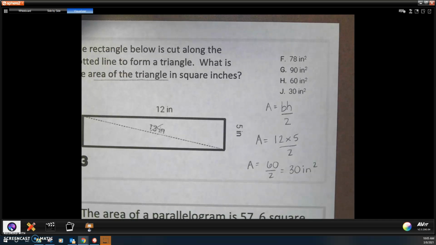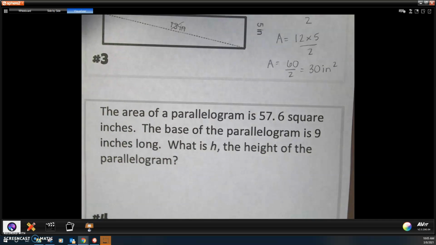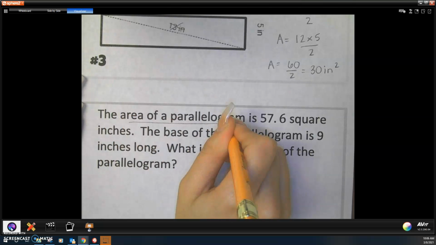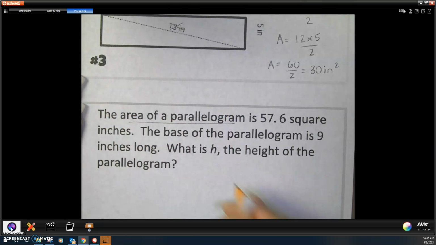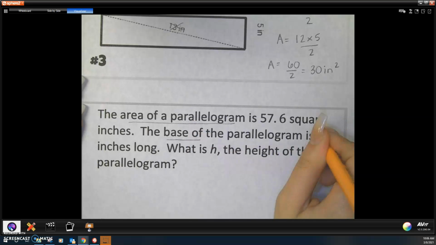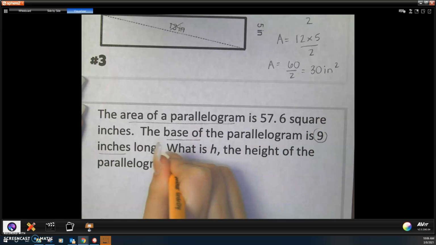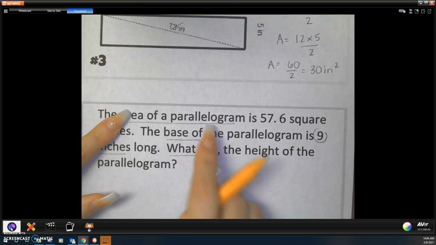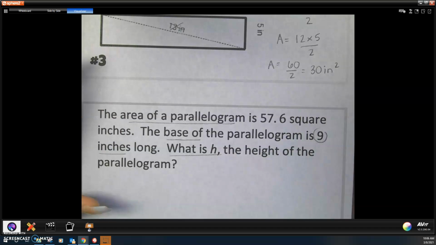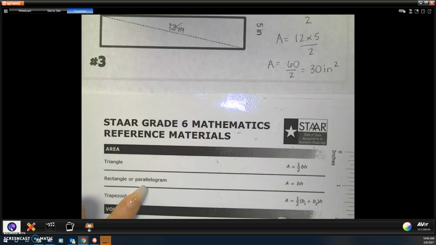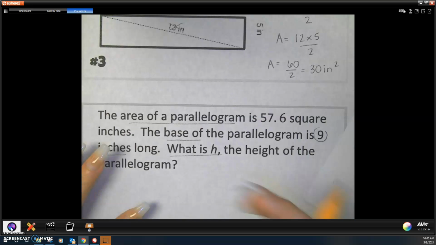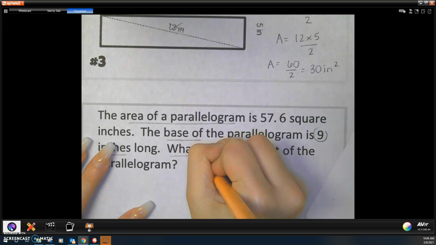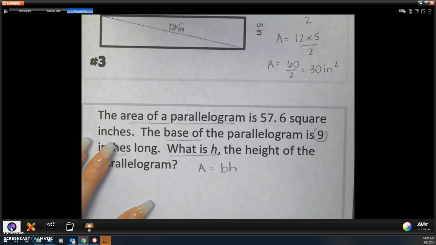Next one, the area of a parallelogram is 57.6. The base of the parallelogram is 9 inches. What is h? So we're looking for the height. But since we're talking about area of a parallelogram, we're going to look for our formula. And area of a parallelogram equals A equals BH. So pretty simple. A equals base times height.